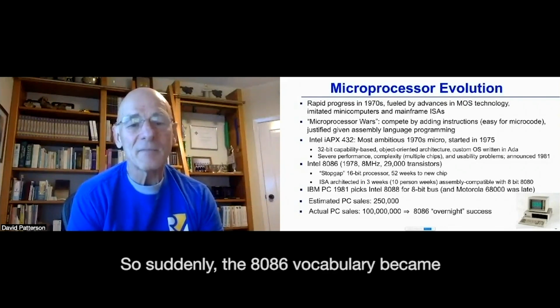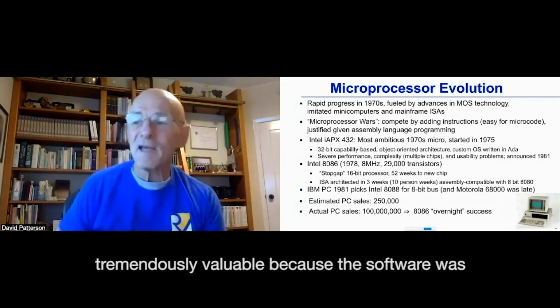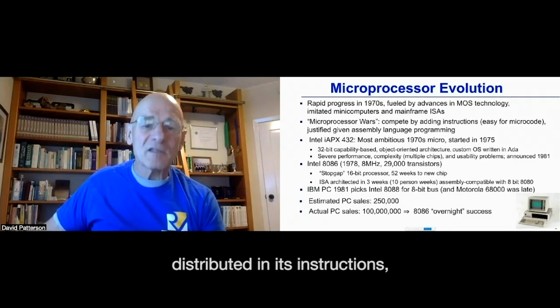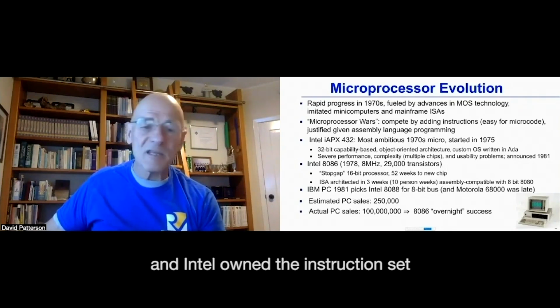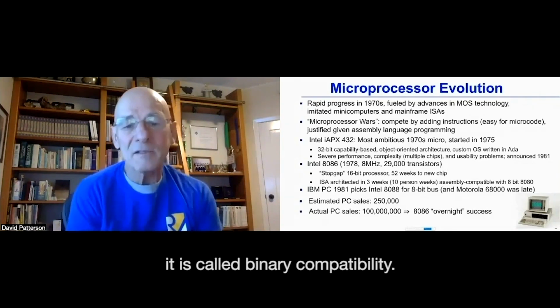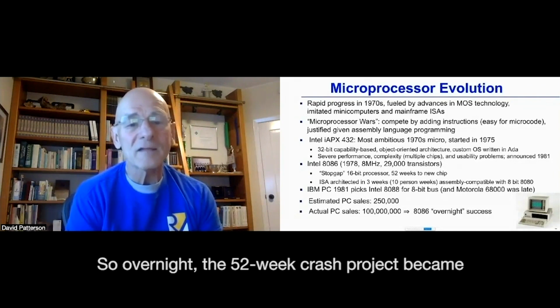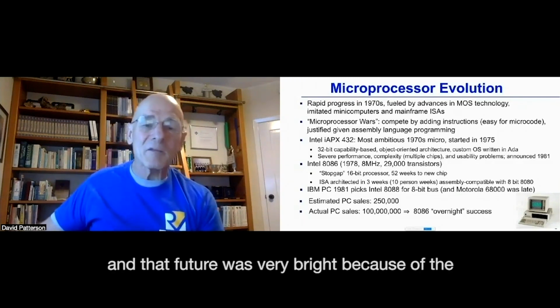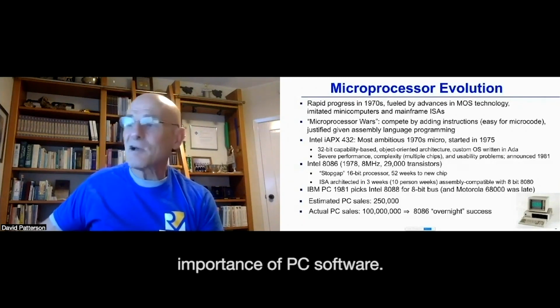So suddenly the 8086 vocabulary became tremendously valuable because the software was distributed in its instructions, and Intel owned that instruction set. It's called binary compatibility. So overnight, the 52-week crash project became the future of the company, and that future was very bright because of the importance of PC software.